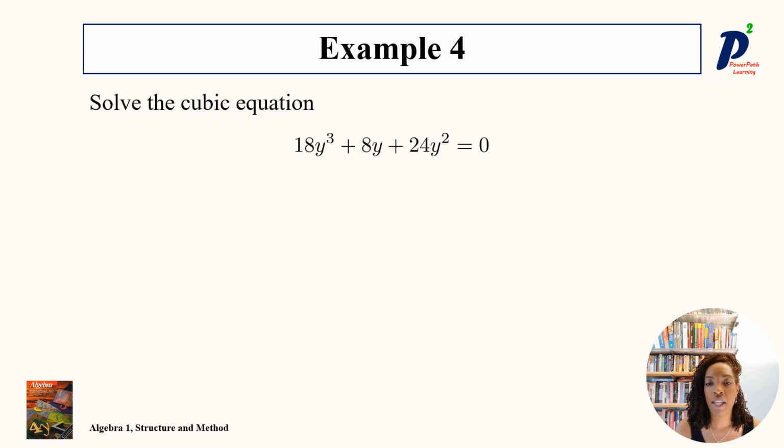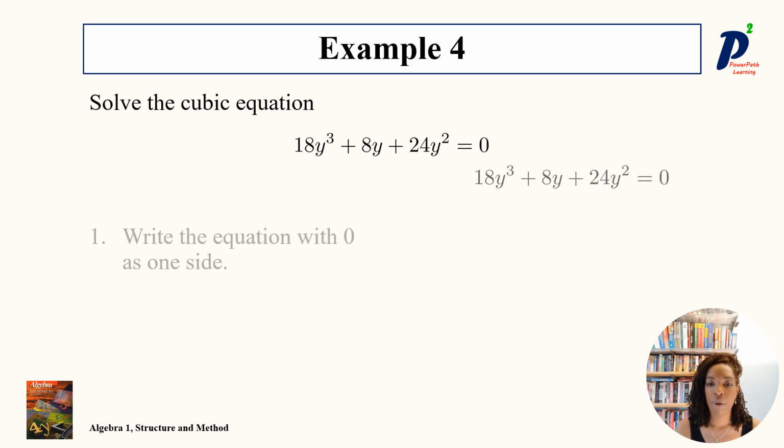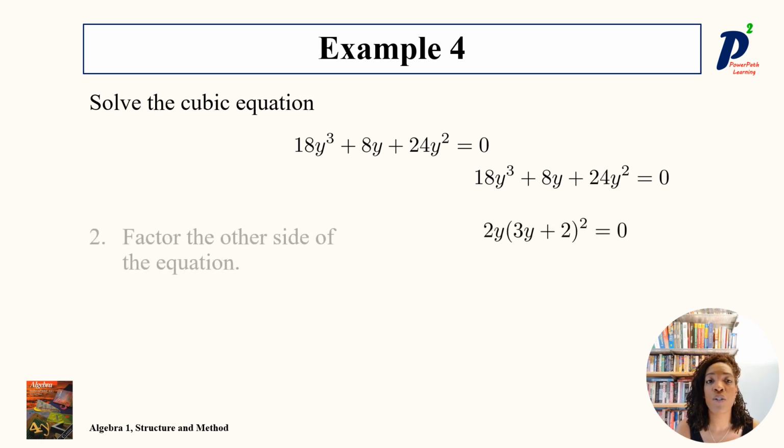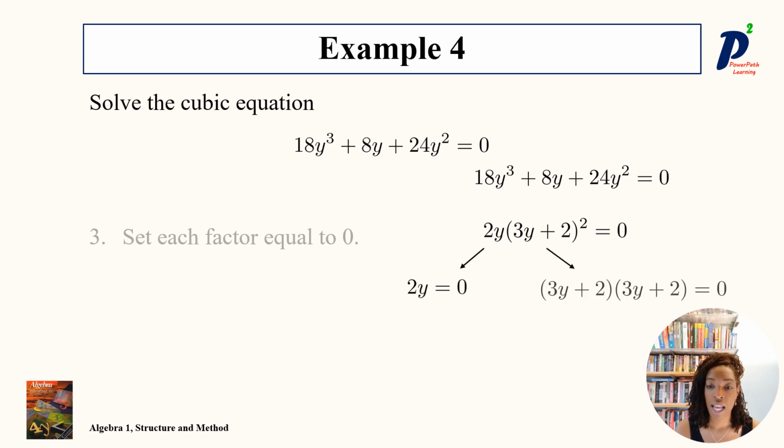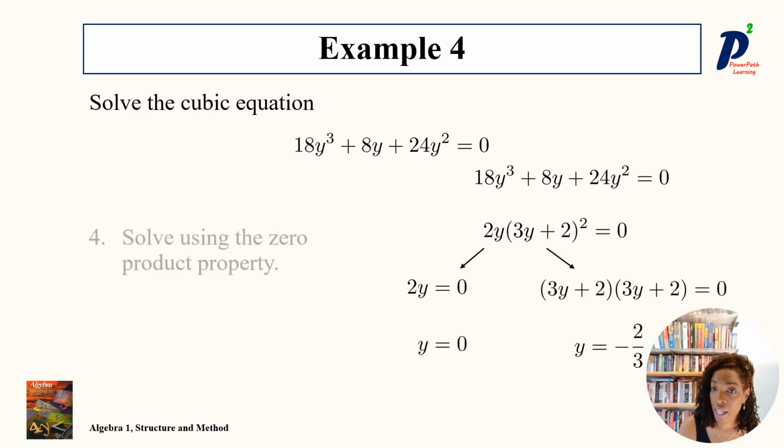Solve 18y cubed plus 8y plus 24y squared equals 0. Okay, so 0 is already by itself, but we have some factoring to do. Fully factoring, I get 2y times 3y plus 2 squared. I'll set each equal to 0 and solve. I get y equals 0 and y equals negative 2/3.